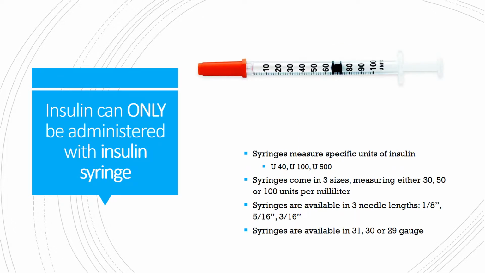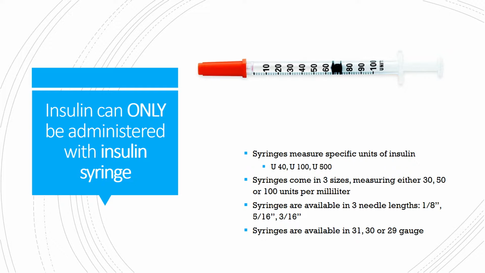Let's talk about how we administer insulin. Insulin can only be given using an insulin syringe. And you might ask why. The answer to that question is because insulin syringes measure in units, just like insulin is measured in units. Other syringes, if you'll remember back, are measured in milliliters. So insulin can only be administered with an insulin syringe.